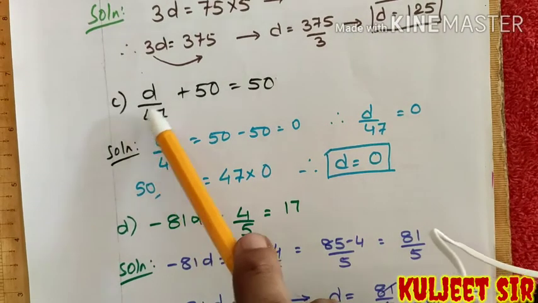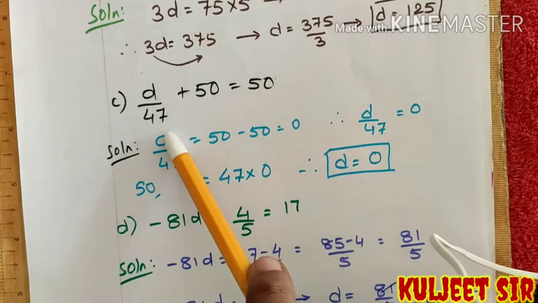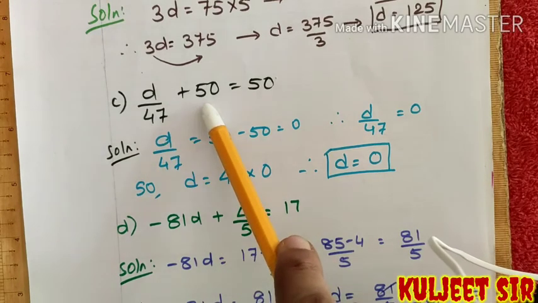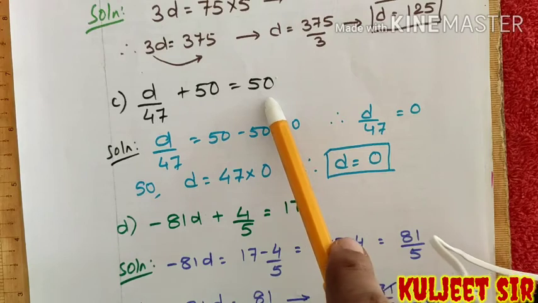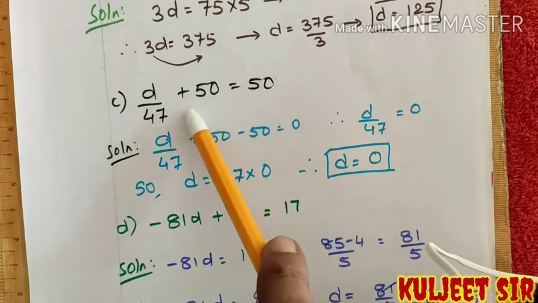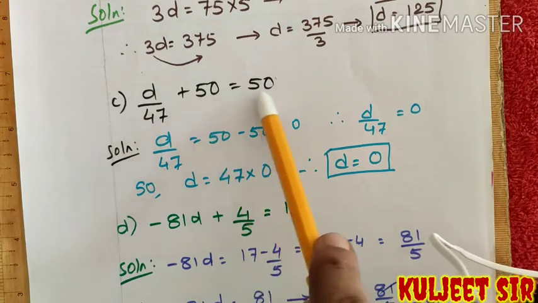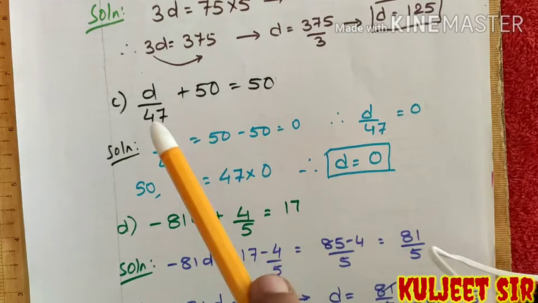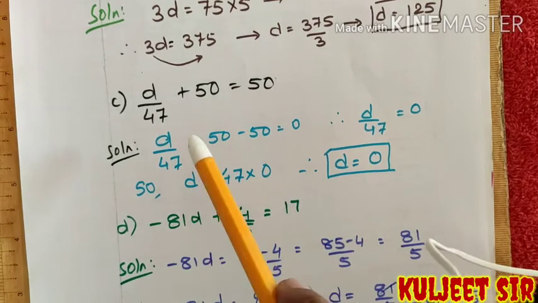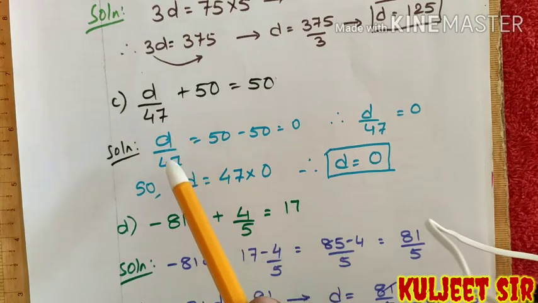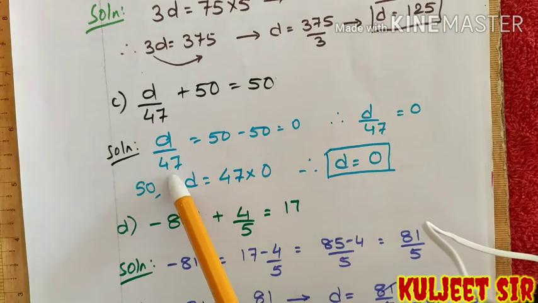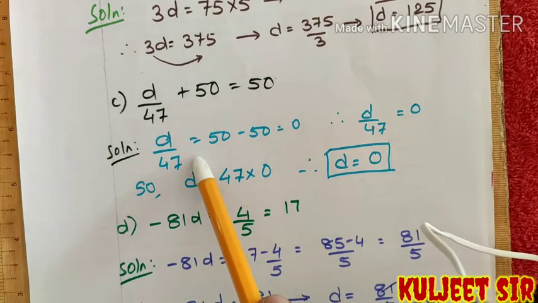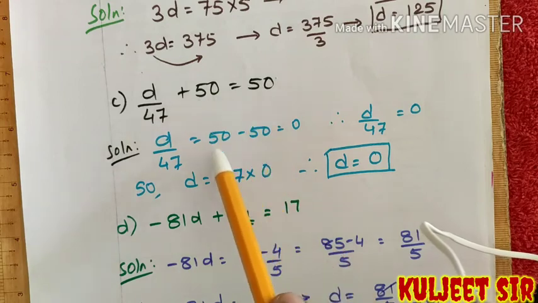Sum number C. D upon 47 plus 50 is equal to 50. As usual, what will we do? We'll get the like terms together. So first you can see the two numbers are here, they are similar. Not necessarily does it have to be a similar number, it could be any number. So first I'll keep the variable one here. D upon 47 remains as it is. The equal to sign is here. This 50 is the 50 here.